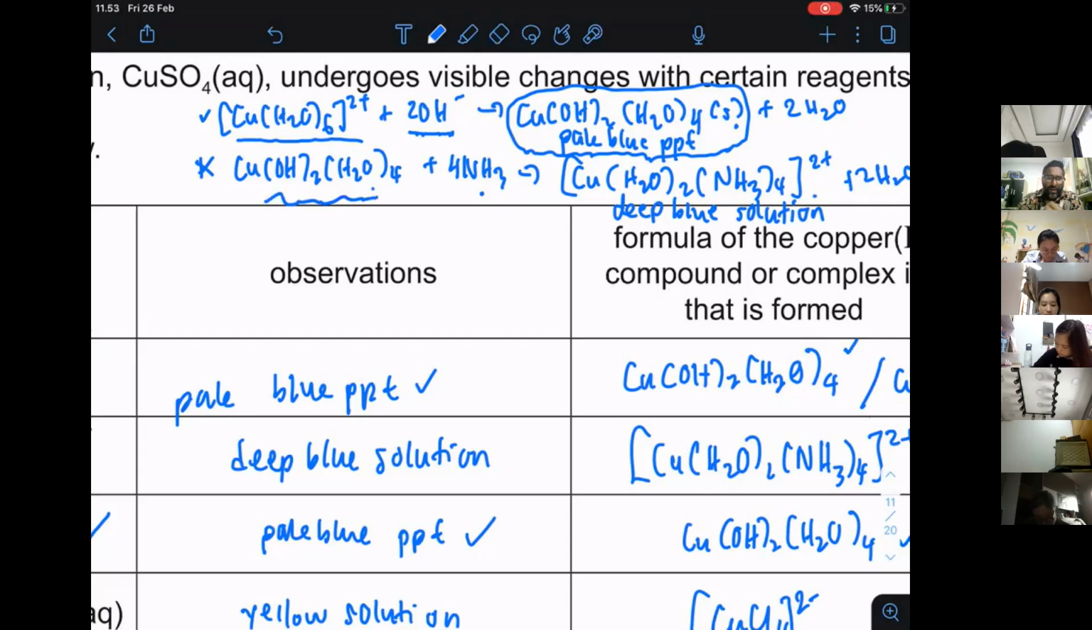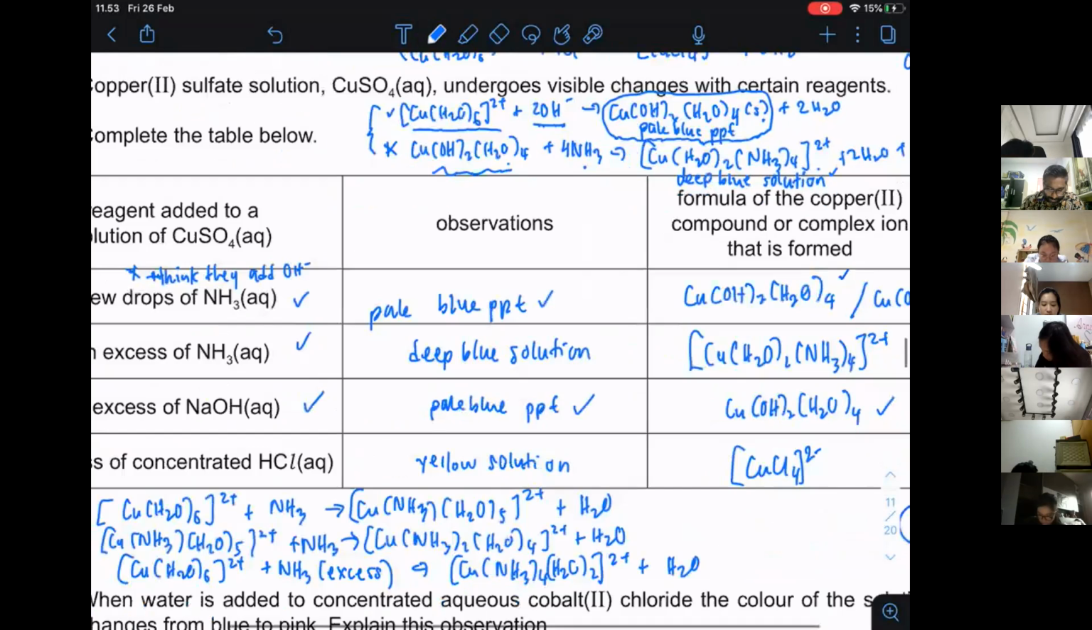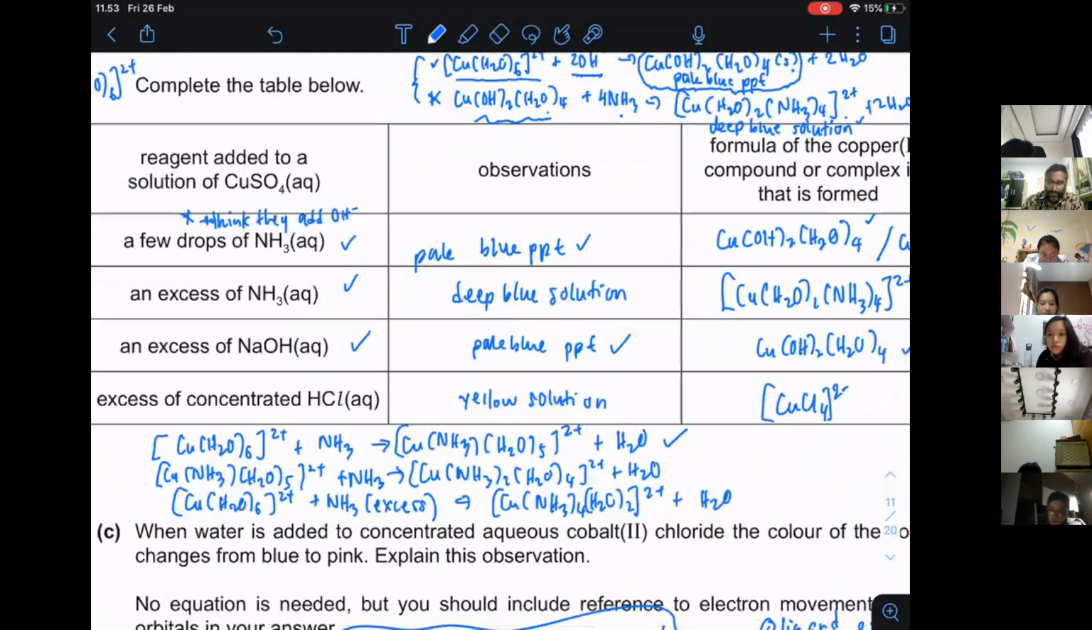out of the 6 moles of water, you have to replace 4 moles of water with ammonia, and then the 2 water molecules will stay. It means our end product is still the same. So what do we assume? Just take it as these 2 equations joined together, and then you cancel the pale blue precipitate. But if you want to put it together, I've written it over here.